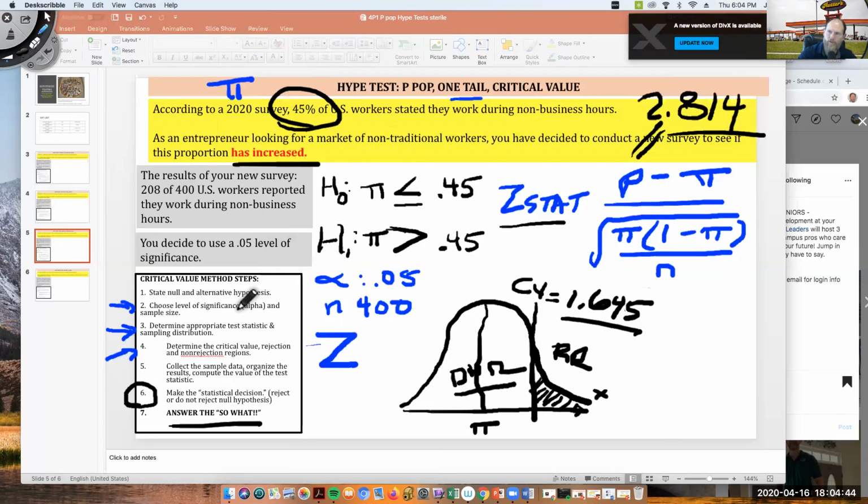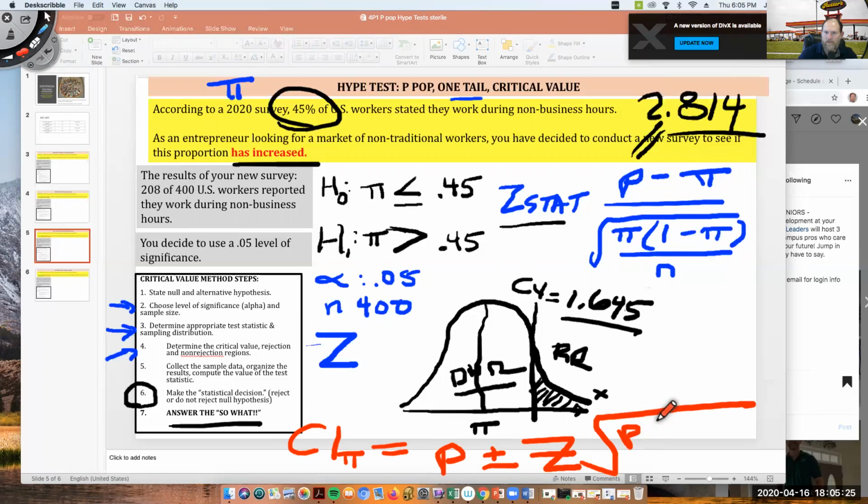Now, let me digress for just 2 seconds. A very healthy thing to do here would be to develop a confidence interval of what I think the new population proportion is. I know it's greater than 0.45, but what is my butterfly net? What does my interval look like? Remember, to determine a confidence interval for the proportion of the population, I'm going to take p plus or minus z times this.